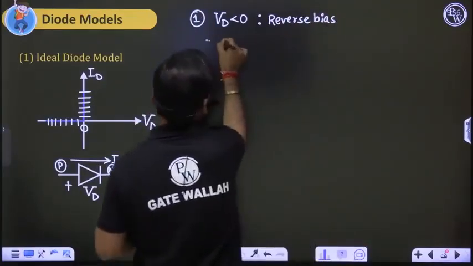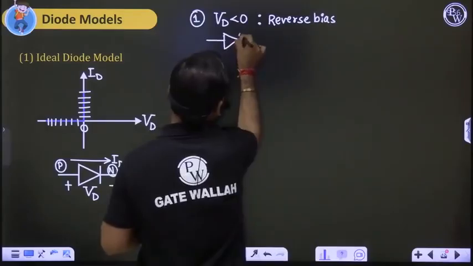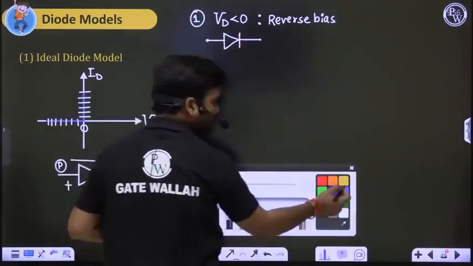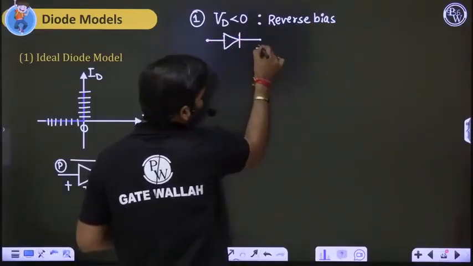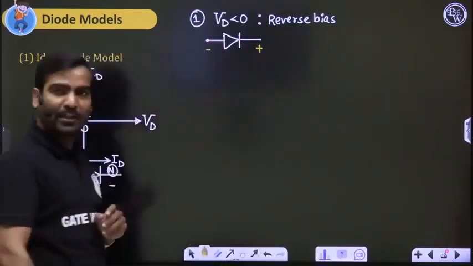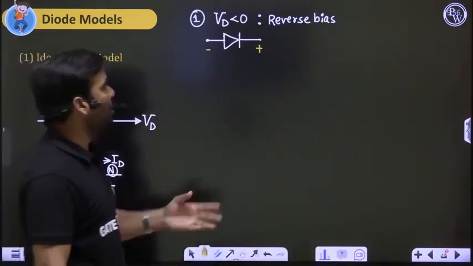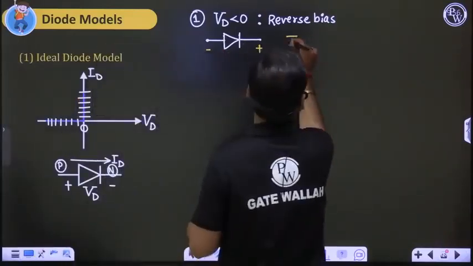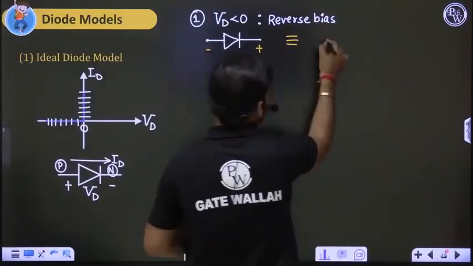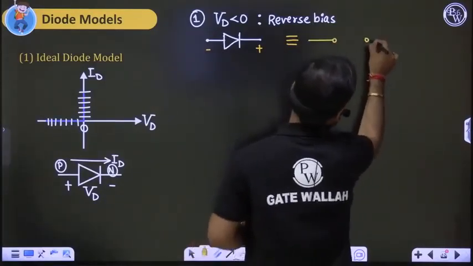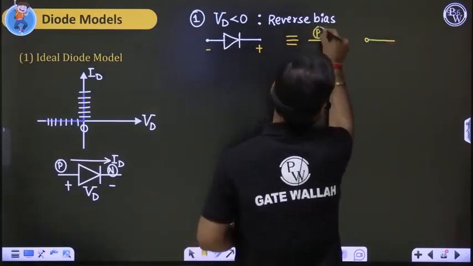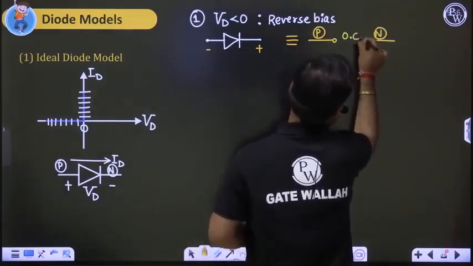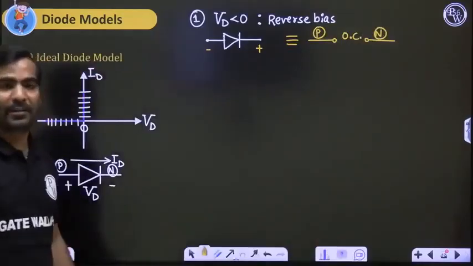The meaning is that suppose the diode is there in the circuit, connected with the battery in a manner that the battery is providing this side positive potential, this side negative potential. That is the meaning of VD less than zero. In this case, the diode is reverse bias, and this diode, this is the P side and this is the N side, will be replaced by an open circuit.